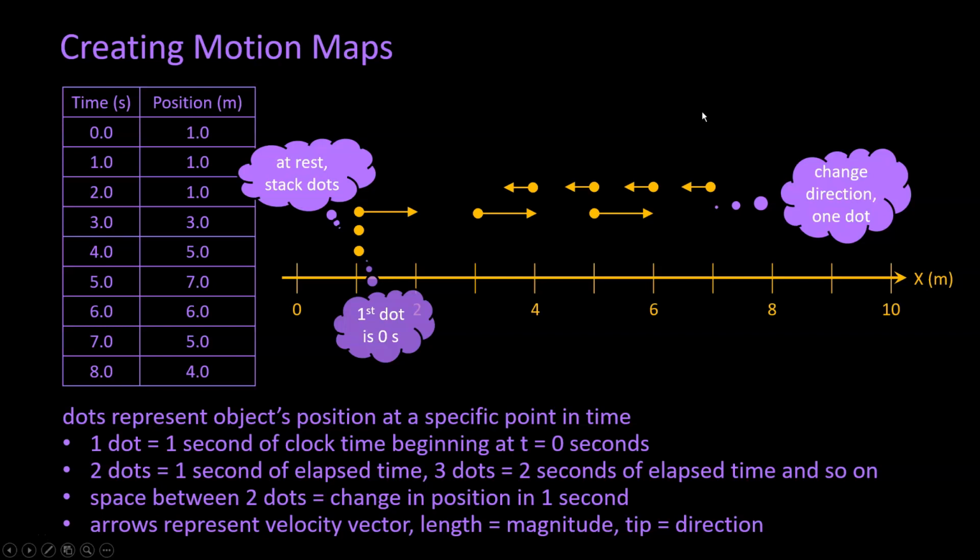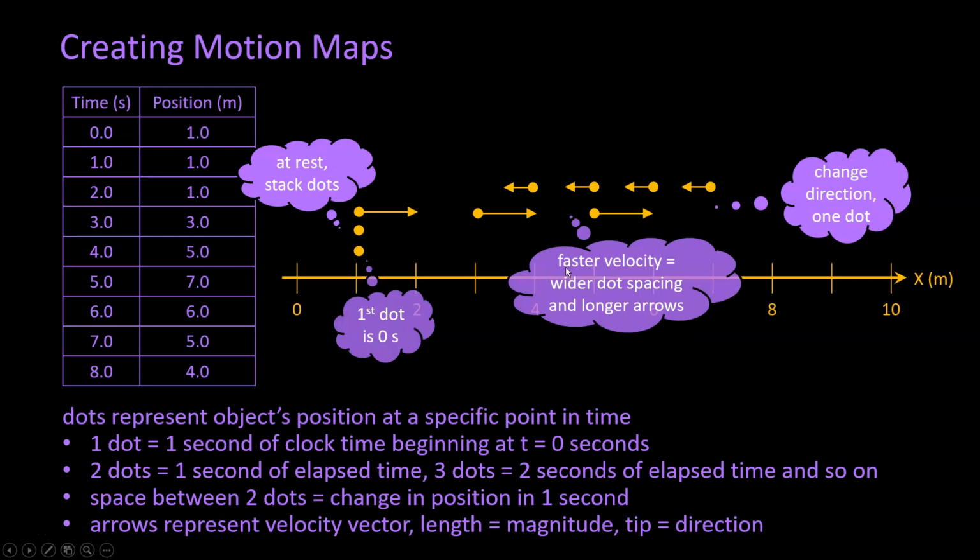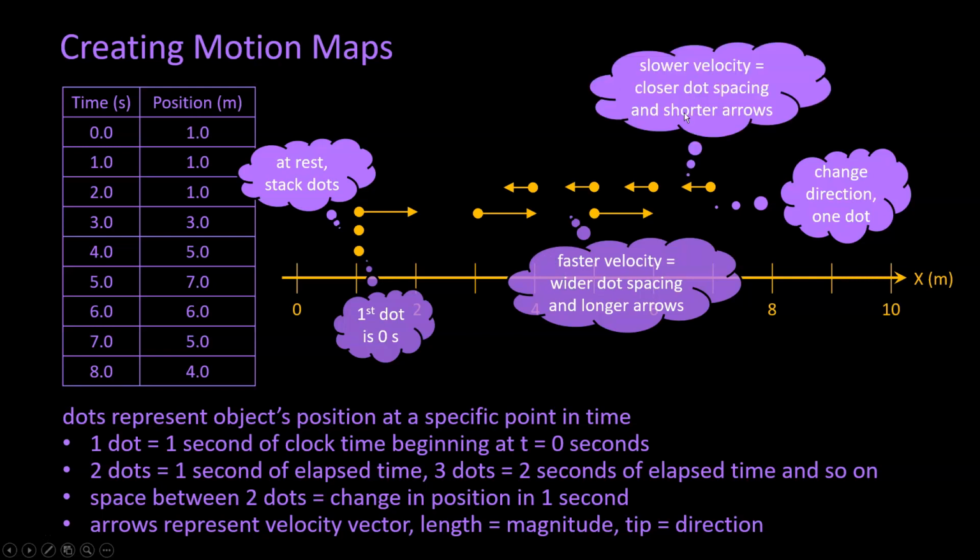it means it stood still. We notice that when the object's moving faster, which is in its rightward direction, it's moving faster than in its leftward direction. So we notice that the dot spacing is wider and the arrows are longer. And conversely, when the object's moving slower, the dots are spaced closer together because the object's not changing position as much in 1 second. And of course, the arrows are shorter.